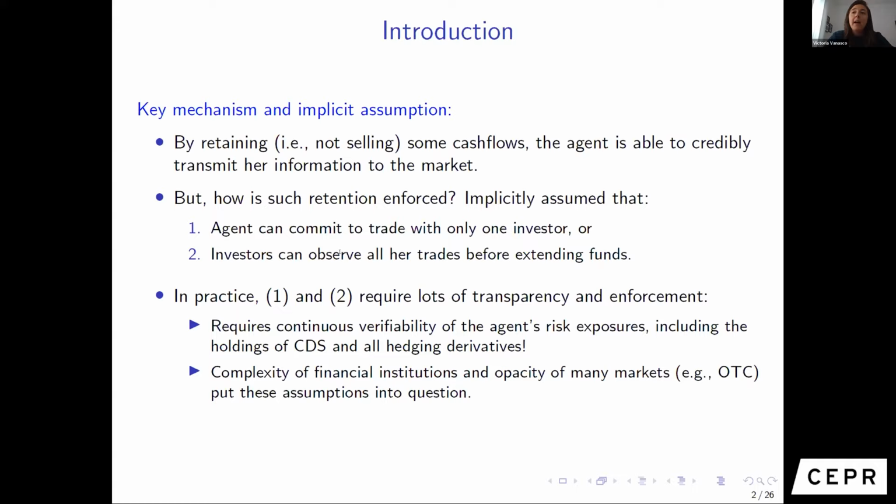In the present context, we think that the complexity of financial institutions and the opacity of many markets, where you don't really know who is selling what, put these assumptions into question. And this is what motivates our paper.